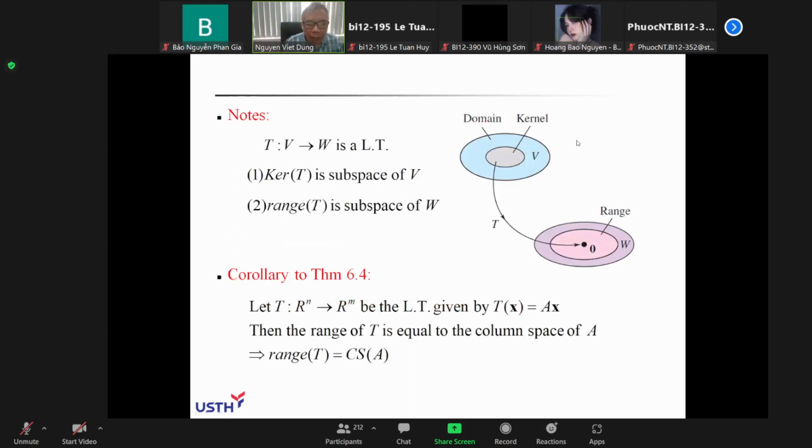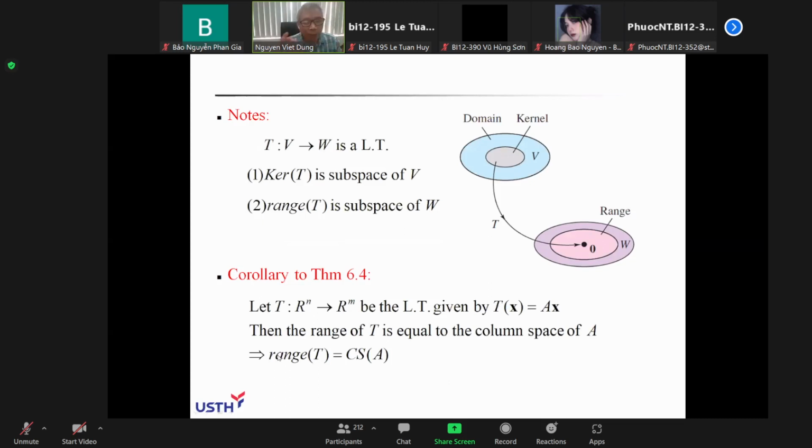If you look at the picture here, the big round here is the domain, and the big round there is the codomain. Inside the domain, we have the kernel. Inside the codomain, we have the range. And also, once again, in case the linear transformation T is given by a matrix, I mean Tx equals A multiplied by x, then the range of T will be the column space of A, nothing new.